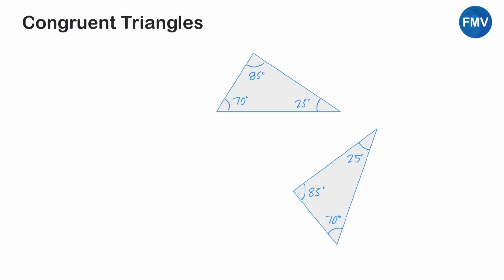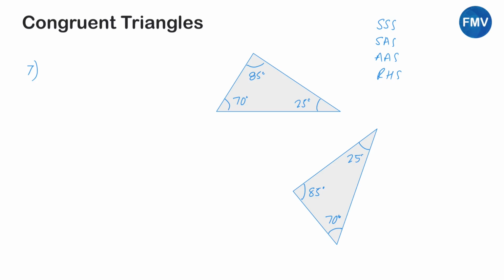What about this one here? Can we show that these triangles are congruent? Well, let's see if they fit one of our criteria. Remember what our criteria are. Our criteria are side, side, side, side, angle, side, angle, angle, side, and right angle, hypotenuse, and side.